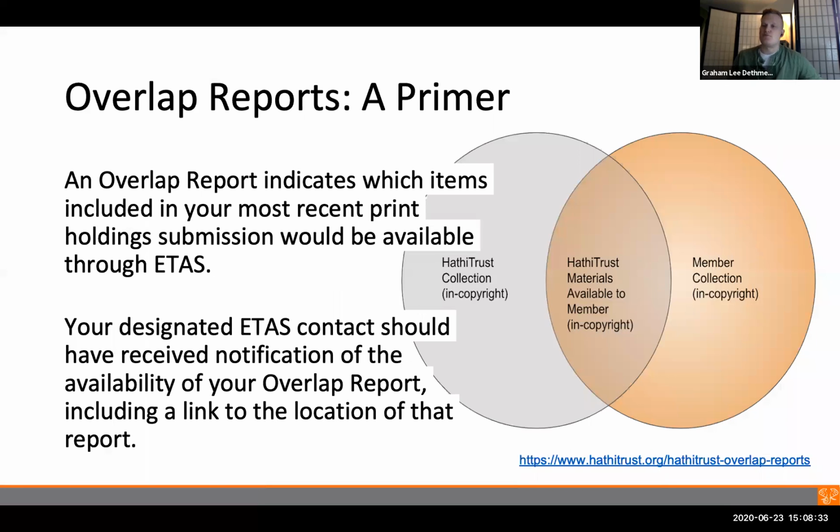As I just alluded to, we generate the overlap report by cross-referencing your holdings against our digital collection. The overlap reports, as detailed in the Venn diagram on this slide, indicate which in-copyright items in your most recent print holding submission are available to you through ETAS. After your ETAS application is approved, your designated ETAS contact should have received notification of where to find your report. Once that report is in hand, so to speak, our analysis and the larger process can begin.